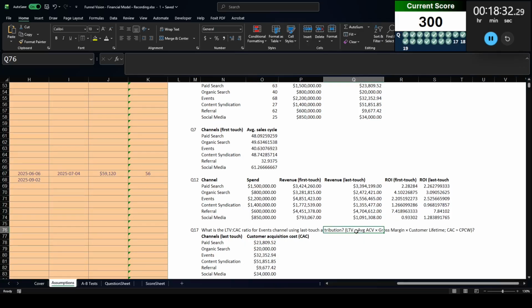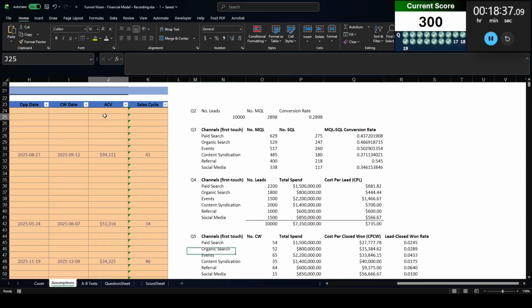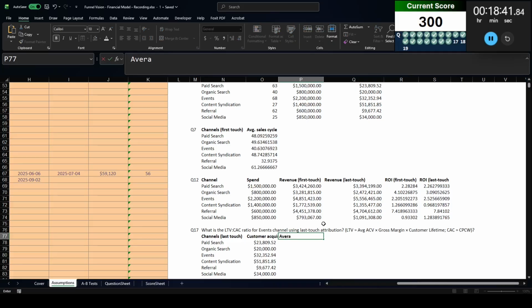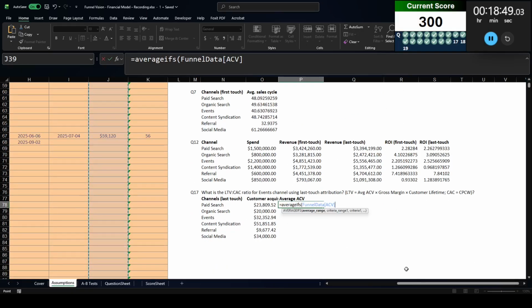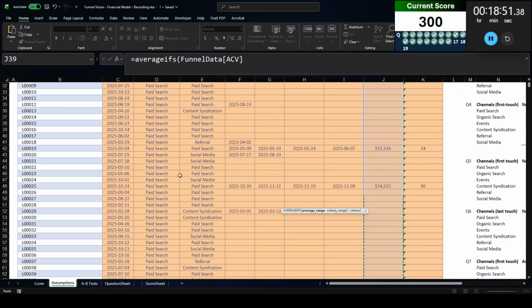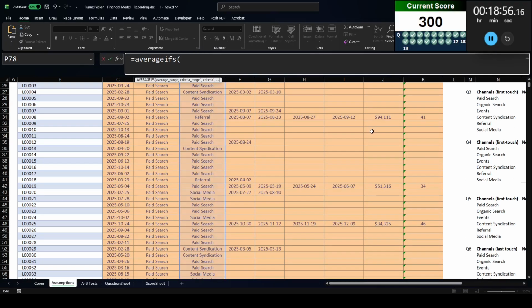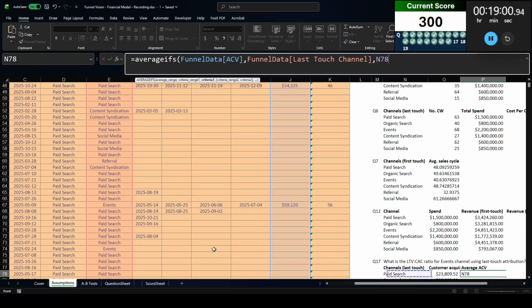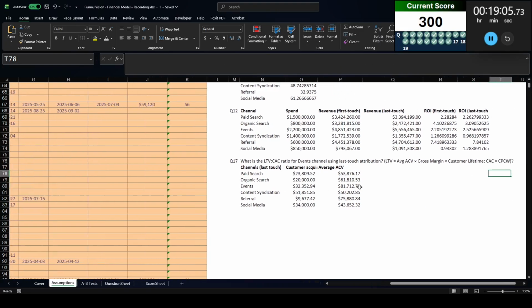And then average ACV, did I calculate that already? I don't think so, but we can calculate it quite easily. So average ACV, we'll do AVERAGEIFS, this ACV column, we're doing last touch attribution. So we're going to look at this last touch here. Whoops, I forgot the right column. Average ACV, where the last touch channel refers to the channels listed there. So there's our average ACV for each channel.